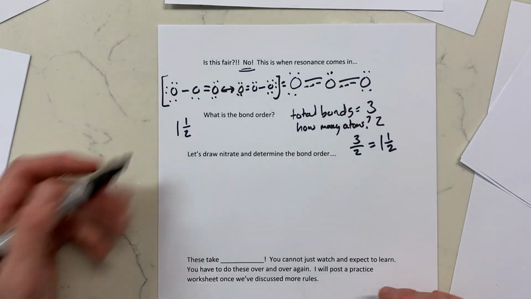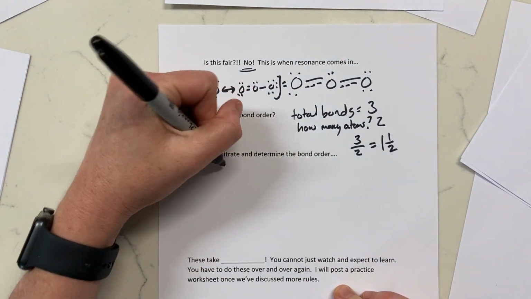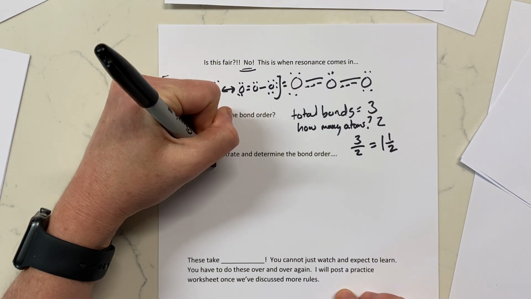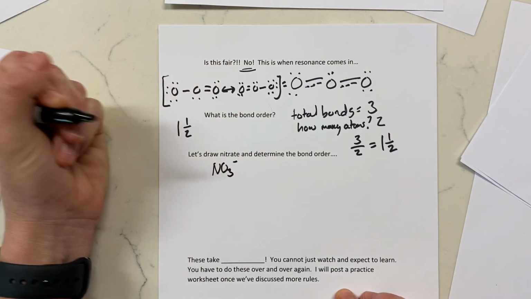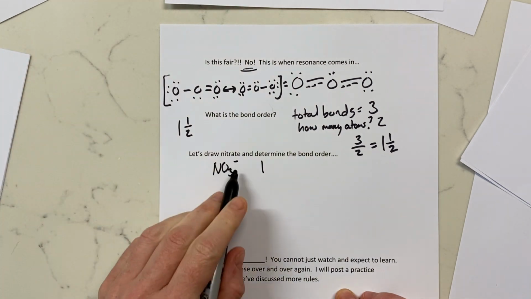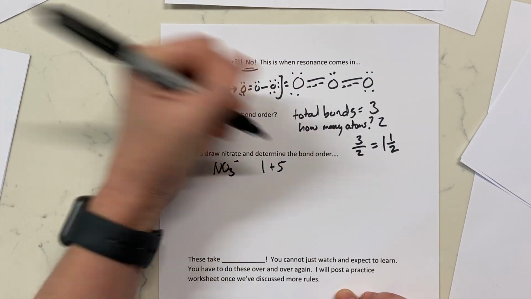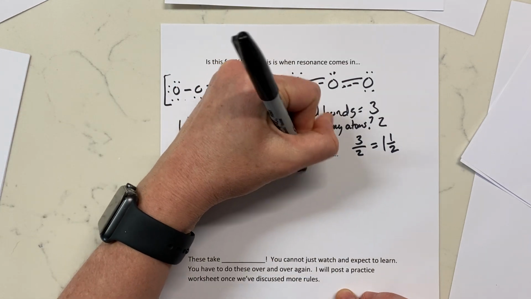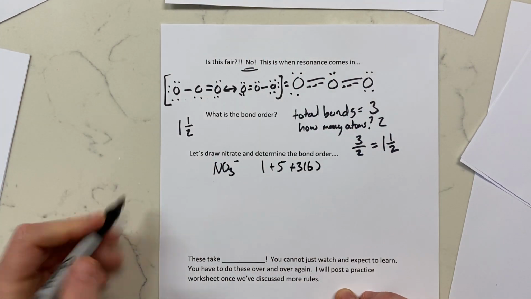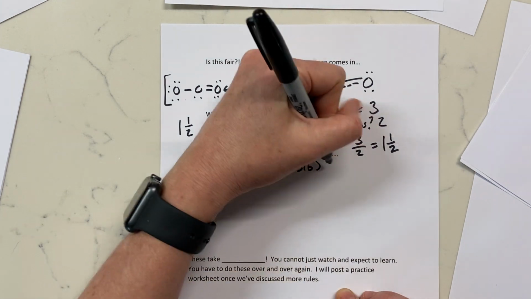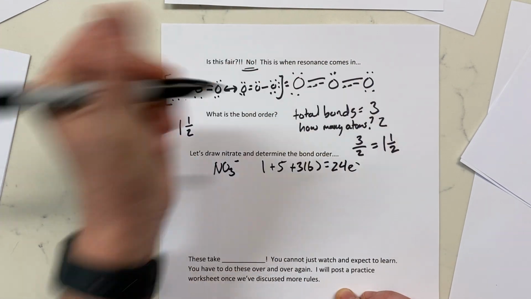All right, let's look at nitrate. Nitrate, we also talked about the valence electrons. Nitrate is NO3 negative, which tells us we'd want to start with that 1, or otherwise we'll forget about it. It's so easy to do. I do it all the time. Plus 5 from the nitrogen, plus 3 for the oxygens. That's 18, plus 5 is 23, plus 1 is 24.